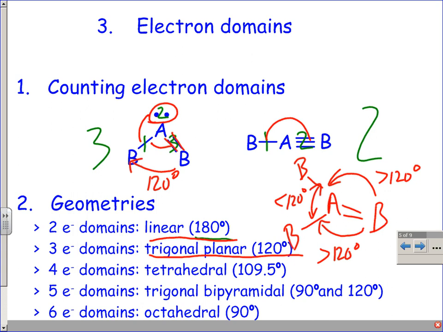So with electron domains, you should understand how to count them. You should understand what the electron domain shape is, and you should understand what the angles are approximately between them. Not exact numbers, but you should know the base number and whether it increases or decreases from there.